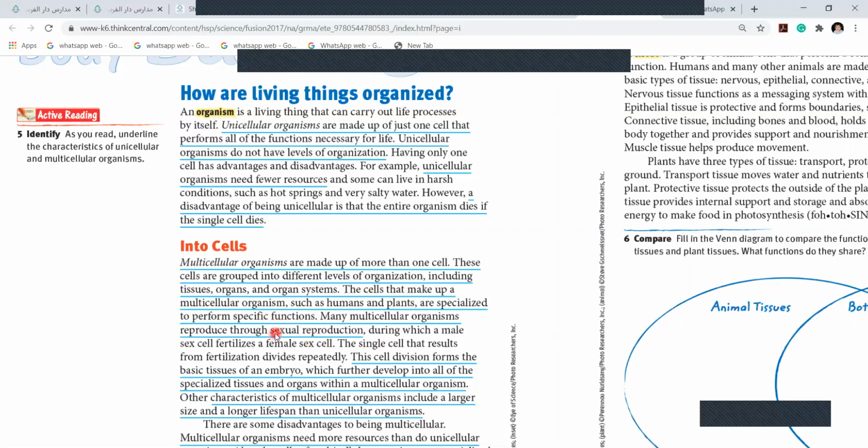Sexual reproduction, which has both the parents. Many of the multicellular organisms reproduce through sexual reproduction, during which a male sex cell fertilizes a female sex cell. Girls, don't get confused about reproduction. I will explain it much later, okay? Right now, just know that multicellular organisms mostly undergo sexual reproduction, which has both the male sex cell and the female sex cell.